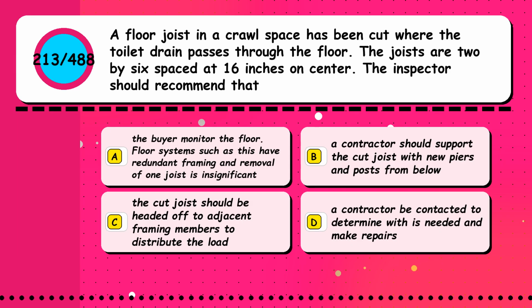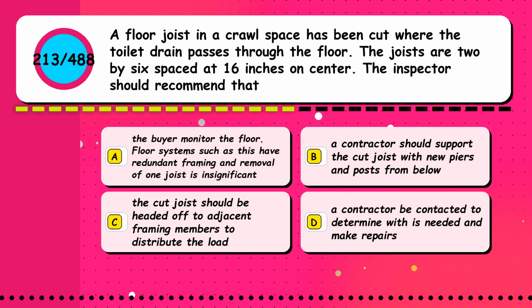Question 213. A floor joist in a crawl space has been cut where the toilet drain passes through the floor. The joists are 2x6 spaced at 16 inches on center. The inspector should recommend that. Option A, the buyer monitor the floor. Floor systems such as this have redundant framing and removal of one joist is insignificant.